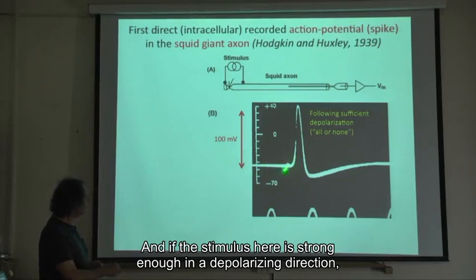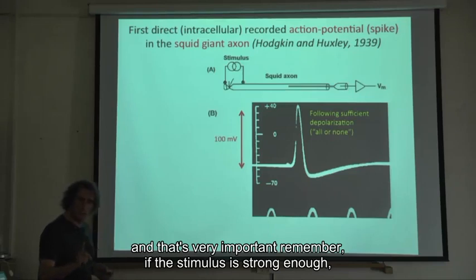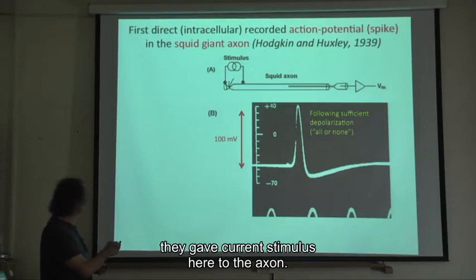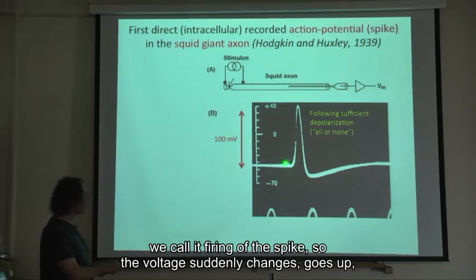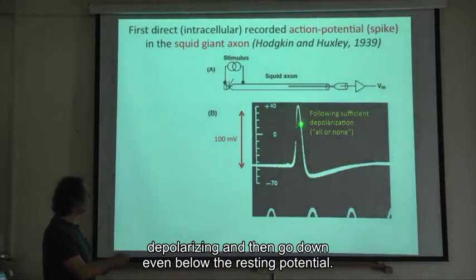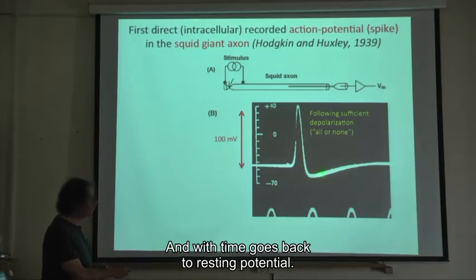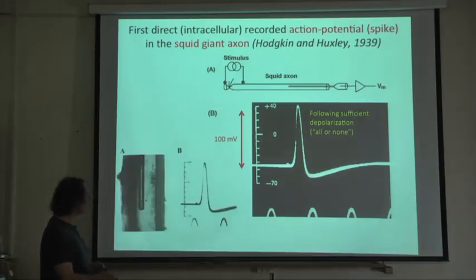And if the stimulus here is strong enough in a depolarizing direction, and that's very important to remember, if the stimulus here is strong enough, they gave current stimulus here to the axon, suddenly you see this boom, this firing of a spike. We call it firing of the spike. So the spike suddenly, the voltage suddenly changes, goes up, depolarizing, and then goes down even below the resting potential, and with time goes back to resting potential.